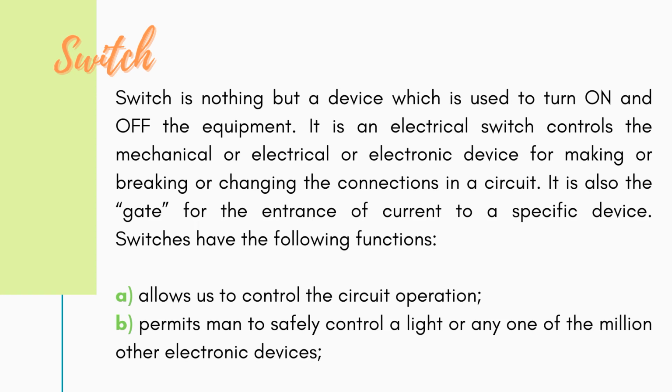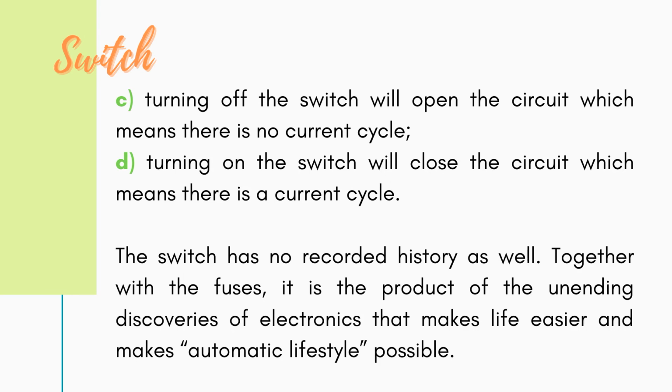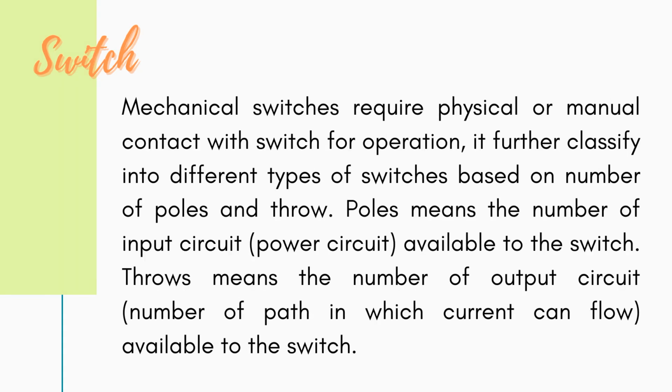A. Allows us to control the circuit operation. B. Permits man to safely control a light or any one of the million other electronic devices. C. Turning off the switch will open the circuit, which means there is no current cycle. D. Turning on the switch will close the circuit, which means there is a current cycle. The switch has no recorded history as well. Together with the fuses, it is the product of the unending discoveries of electronics that makes life easier and makes automatic lifestyle possible. Mechanical switches require physical or manual contact with the switch for operation.